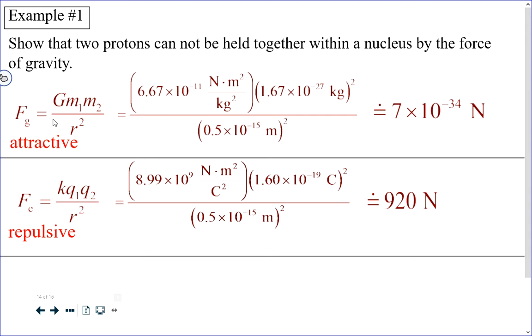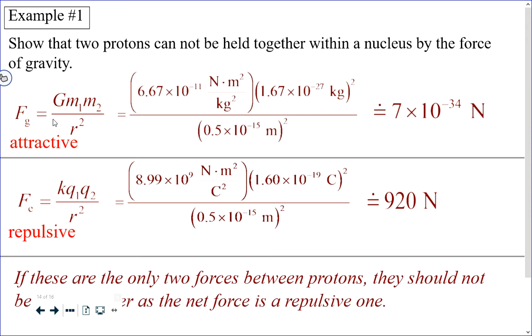And what we have just shown is, since the repulsive force is so much bigger than the attractive force, there is no way that gravity can be responsible for holding these together. If those are the only two forces acting between the protons, then the net force on each proton should be a repulsive one, and the protons within a nucleus should fly away from each other very rapidly. But obviously they don't, because atoms are stable.